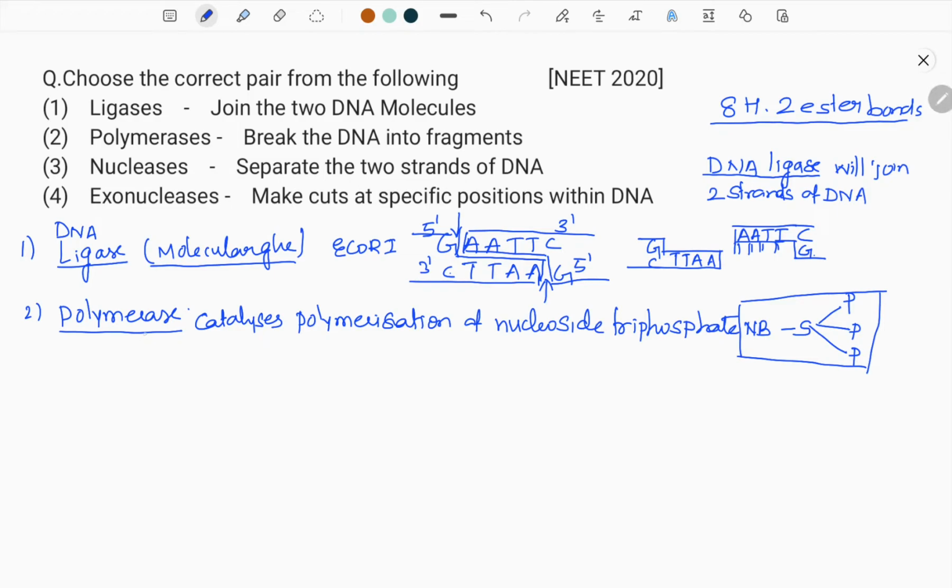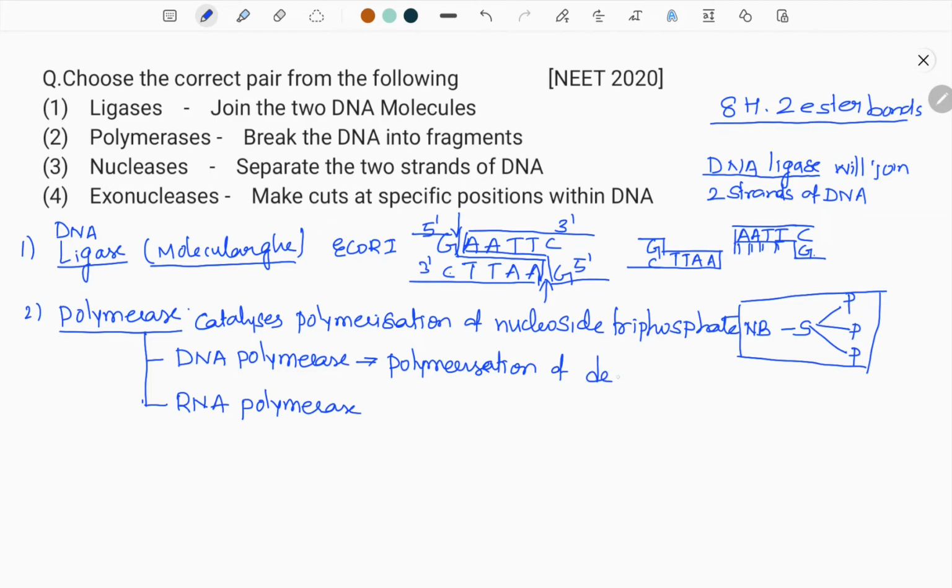These polymerases are of two kinds, that include DNA polymerase and another, RNA polymerase. What is the difference between DNA polymerase and RNA polymerase? DNA polymerase will cause polymerization of deoxyribonucleoside triphosphates.